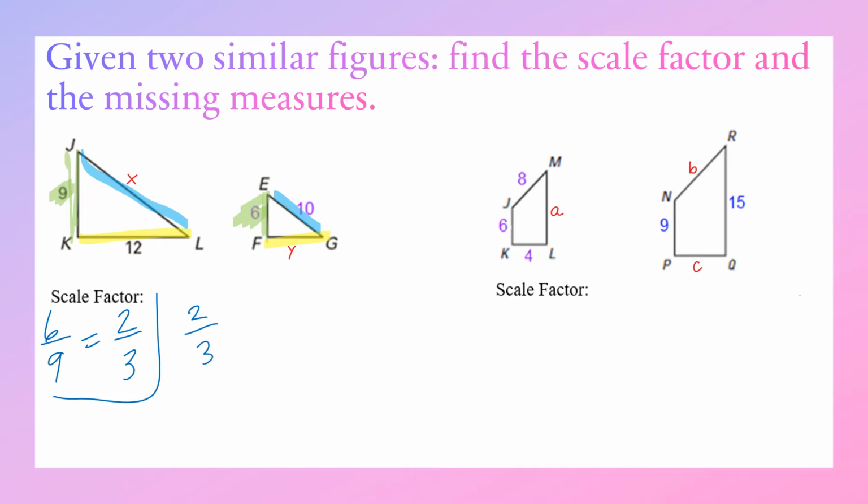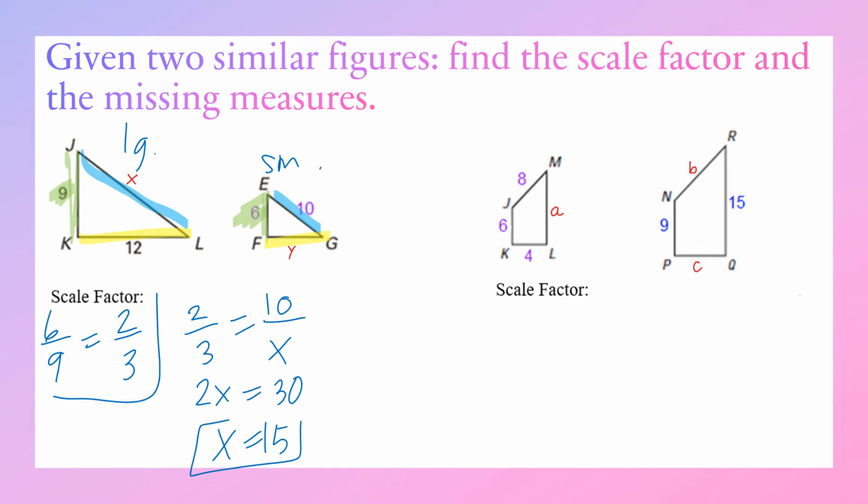That's the small to the large. This one's the small one, this one's the large one. And I'm going to find x first. So on the small one, my side that is also x would be 10, and then x is x. So when we cross multiply, 2 times x is 2x, 10 times 3 is 30, and then you divide both sides by 2 and get x equals 15.